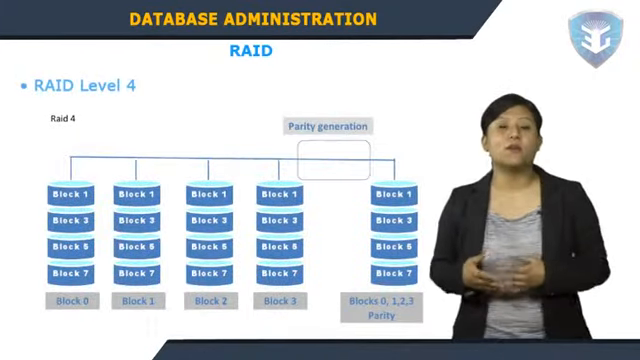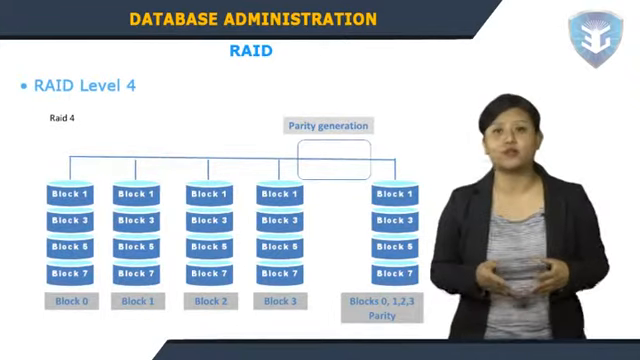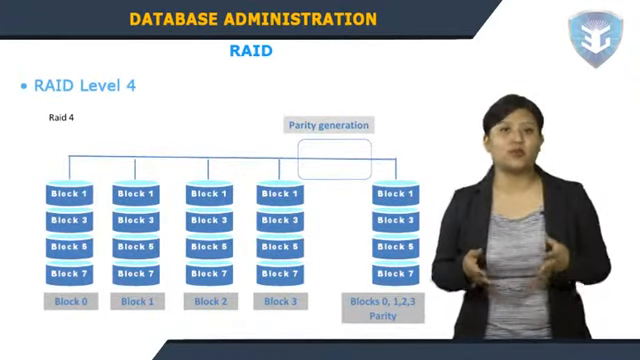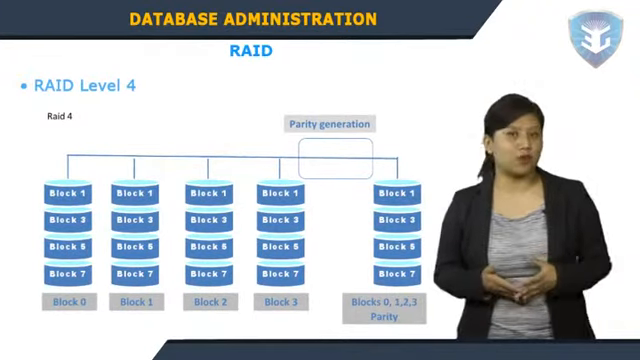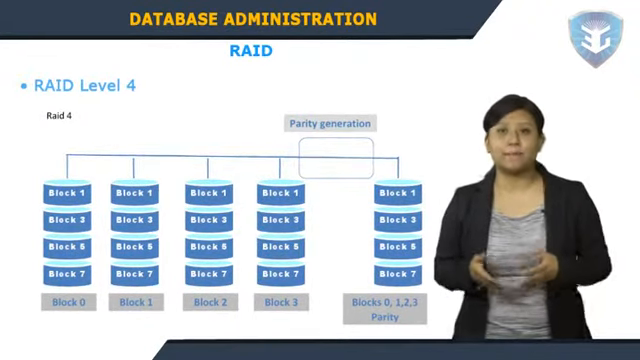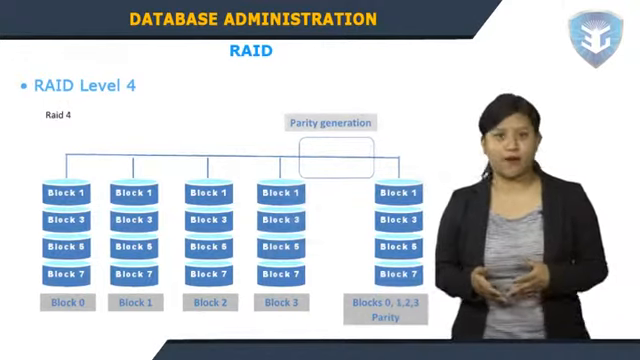RAID Level 4: block-interleaved parity uses block-level striping and keeps a parity block on a separate disk for corresponding blocks from n other disks. When writing a data block, the corresponding block of parity bits must also be computed and written to the parity disk.